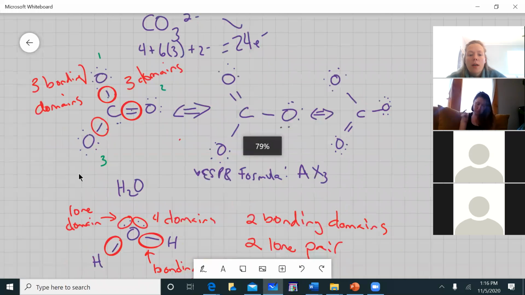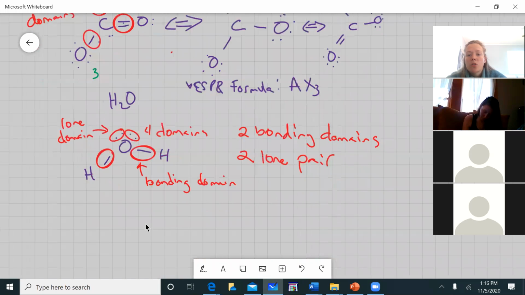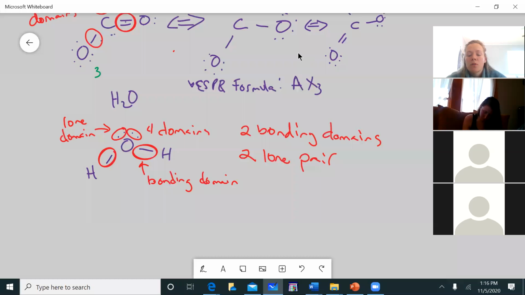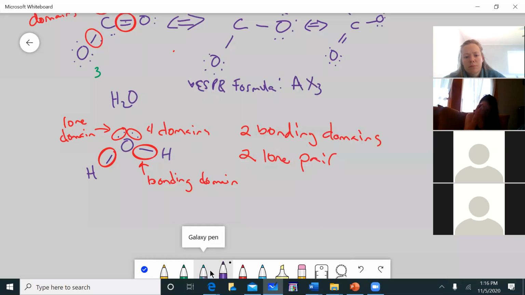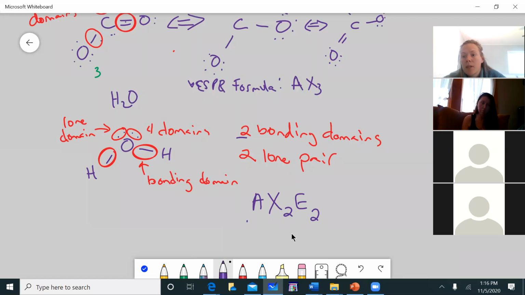Versus water. Water has 2 bonding pairs, but it also has 2 lone pairs. So when I write this formula, I'm going to write A. X is my bonding pairs. I have 2 of those, so AX2. Lone pairs are going to be represented with an E, and I also have 2 of them. So the formula for this is AX2E2.